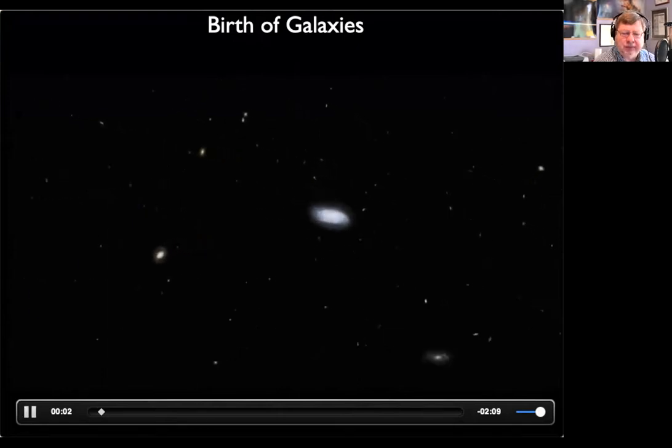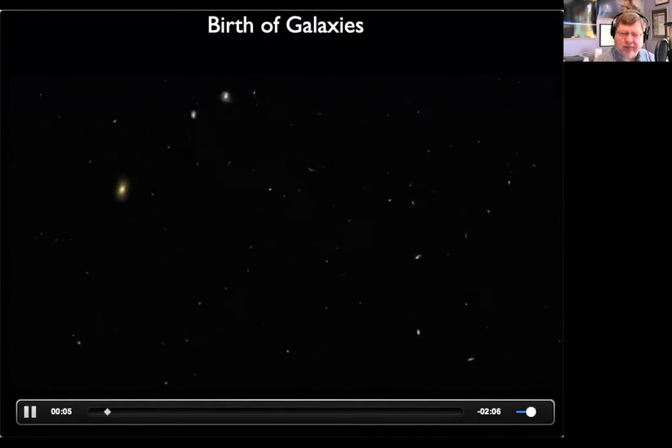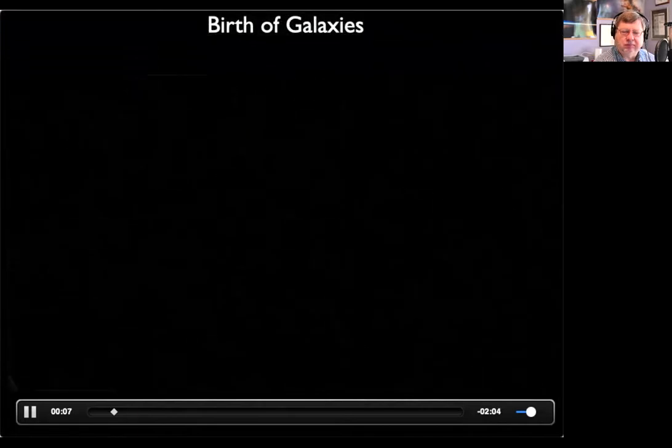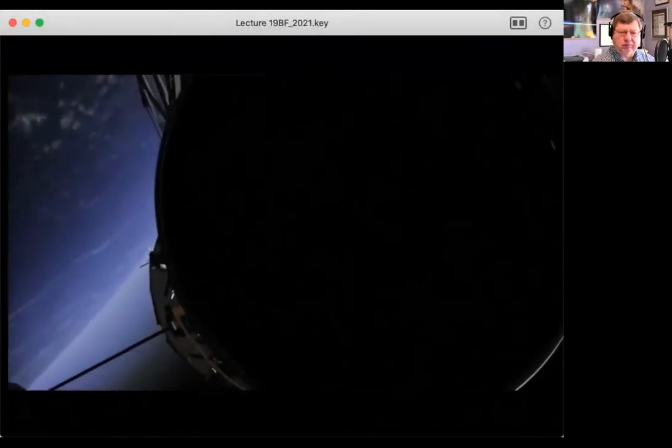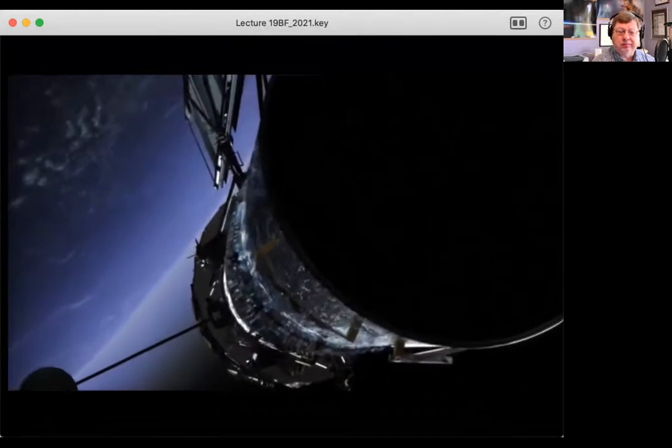We study this by looking back to when the universe was younger. Right now, our best tool for viewing the young universe is the Hubble Space Telescope.